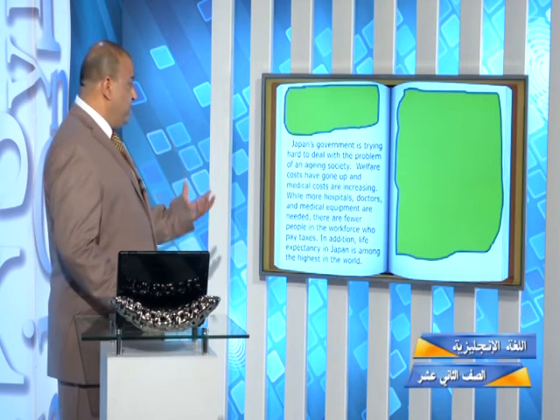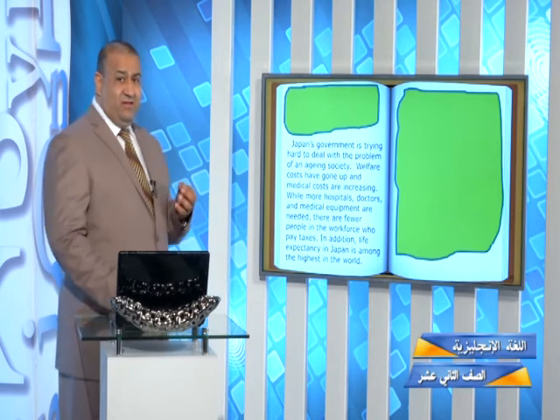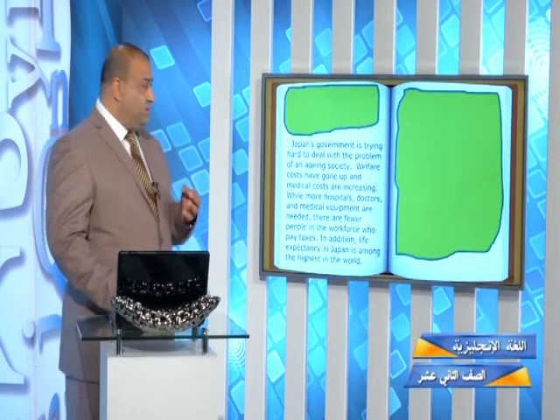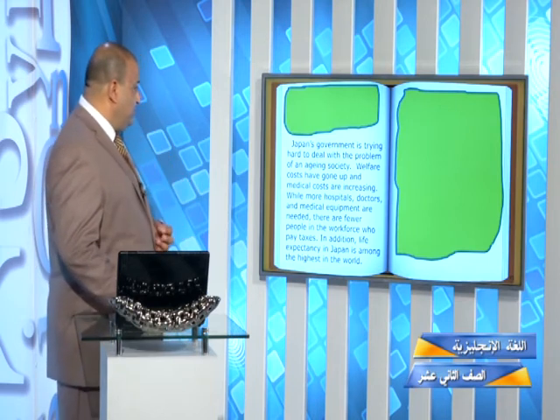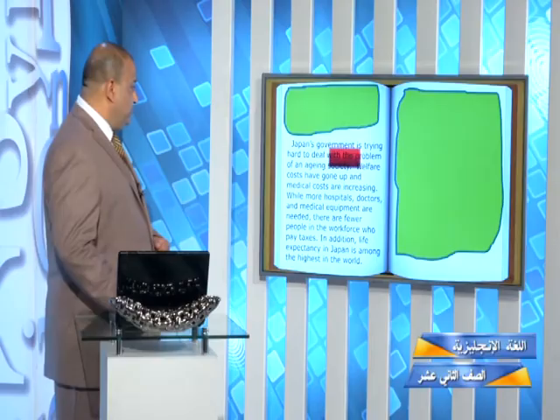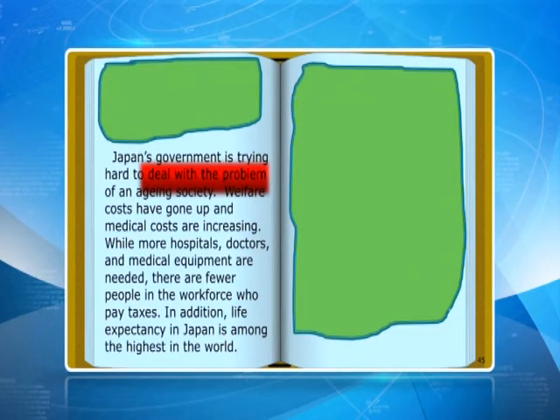Try to read the paragraph and try to underline the words, okay, that need a close translation. Let's, for example, take this word. Deal with the problem. Of course, Japan's government is trying hard. Okay, they are very easy words. So deal with the problem. How would you translate it into Arabic? يحل مشكلة, for example. يحل مشكلة. Deal with the problem. أو يحل المشكلة.